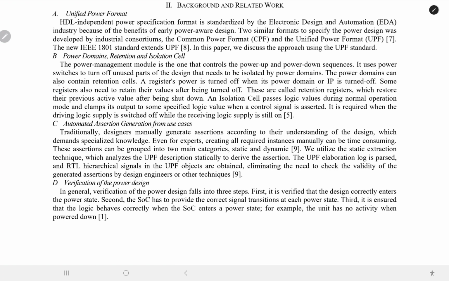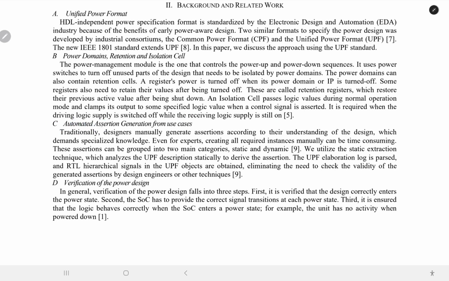The power domain can also contain retention cells. A register's power is turned off when its power domain or IP is turned off. Some registers also need to retain their values after being turned off. These are called retention registers, which restore their previous active values after being shut down. An isolation cell passes logic values during normal operation mode and clamps its output to some specified logic value when a control signal is asserted. It is required when the driving logic supply is switched off while the receiving logic supply is still on.